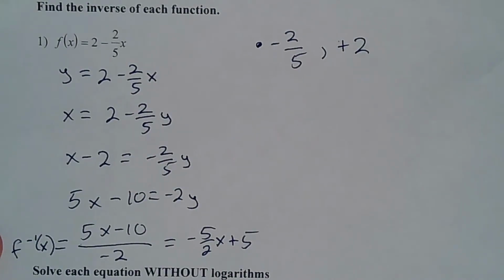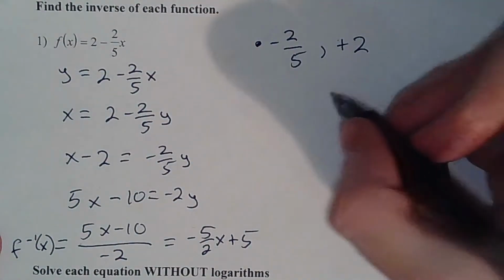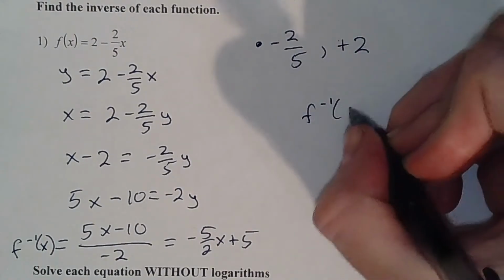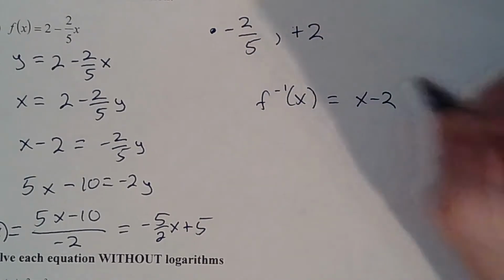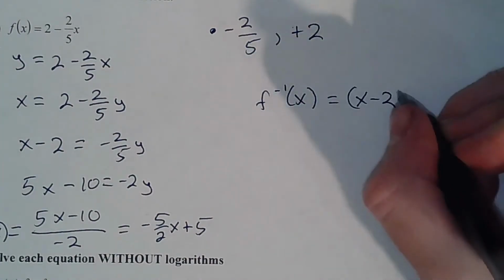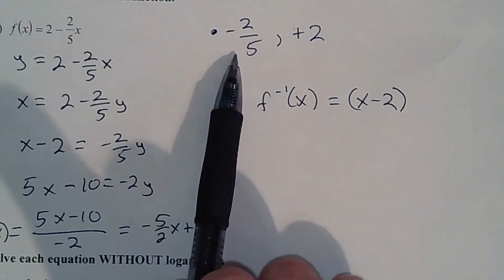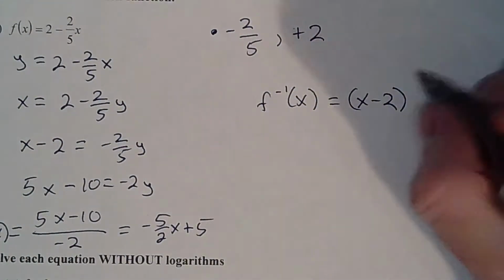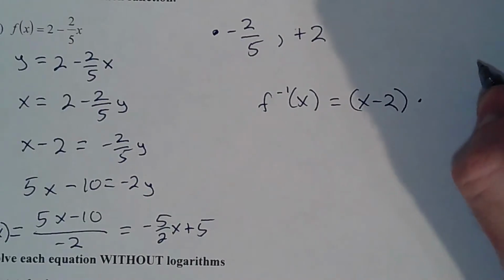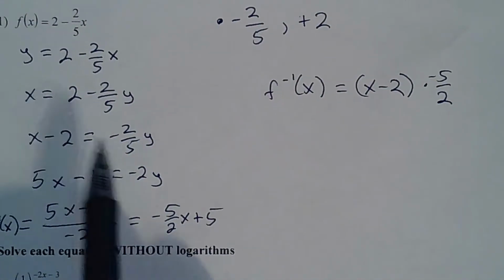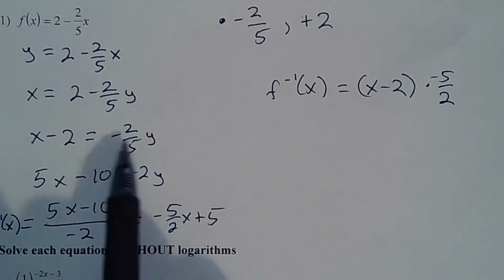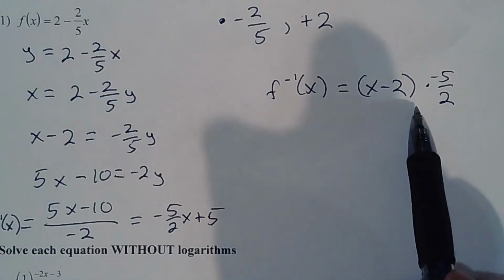So how could I go backwards to doing this question? Well, going backwards, f inverse of x is going to be equal to x minus 2. And then afterwards, we would divide by negative 2/5. But dividing by a fraction is multiplying by the reciprocal, multiplying by negative 5 over 2. And that's what I was talking about over here. If you wanted to, you could have multiplied by negative 5 over 2 right here, and it kind of would have gotten you right there to the answer.